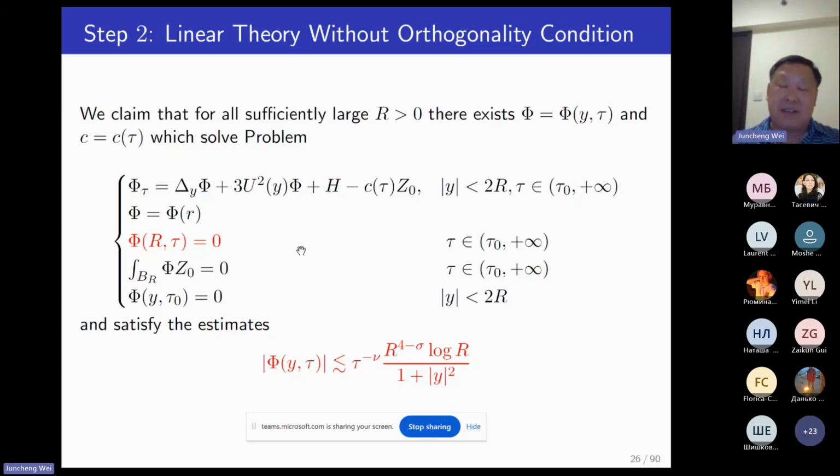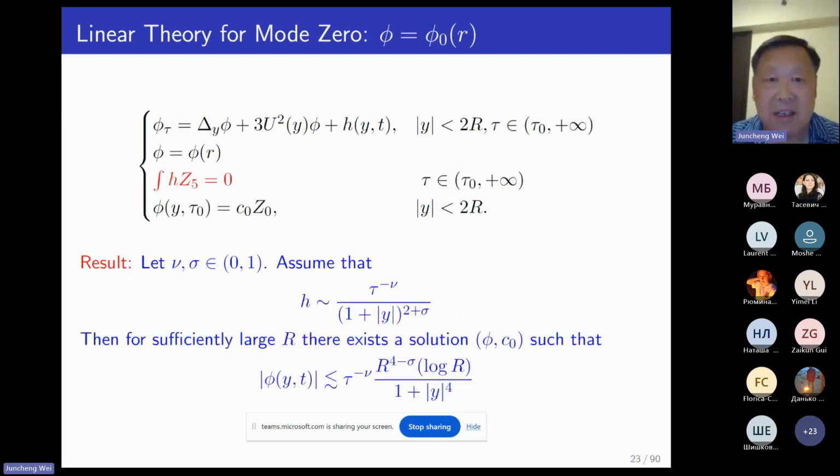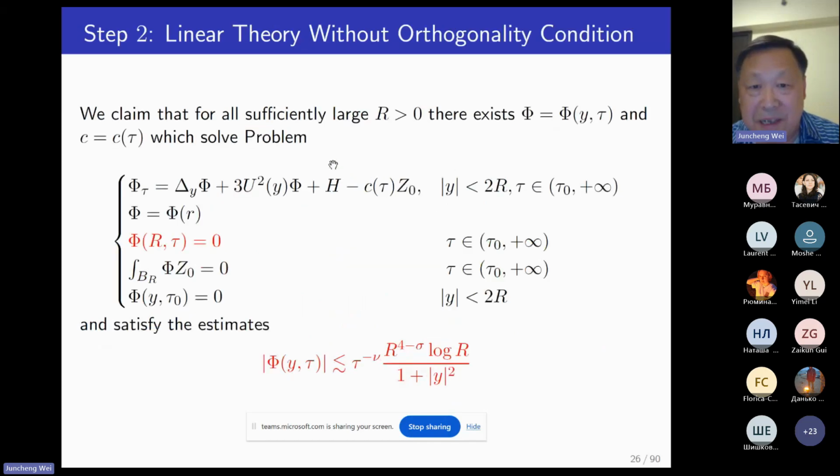If we can solve this step, let me just recall step 1. This is the equation I need to solve, with h. In the first step, I just dropped this term, equals 0, and found a big h. This is my first step. Now in the second step, I use this big h as my source and solve the parabolic problem. And I get a solution with a lot of growth in R.